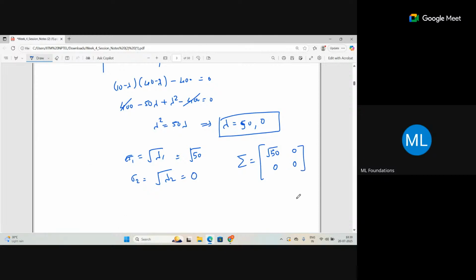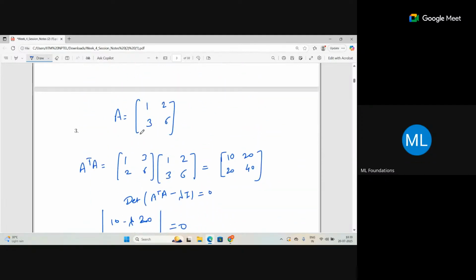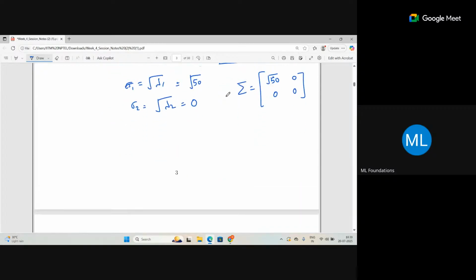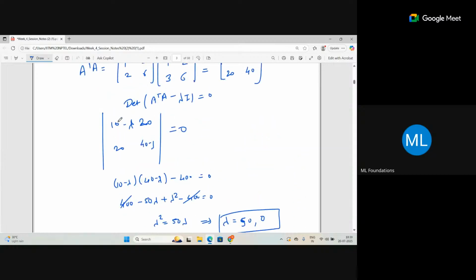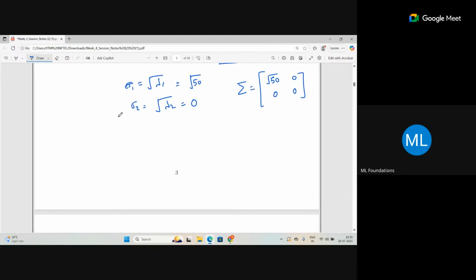And if you want to understand the size of the diagonal matrix, it should be the size of A. So always remember that whatever the size is, here it was a 2 by 2 matrix, so similarly sigma has to be a 2 by 2 matrix. After that, what should I do? I should find its eigenvectors. So for lambda 1 equals 50, what are the eigenvectors of A transpose A?